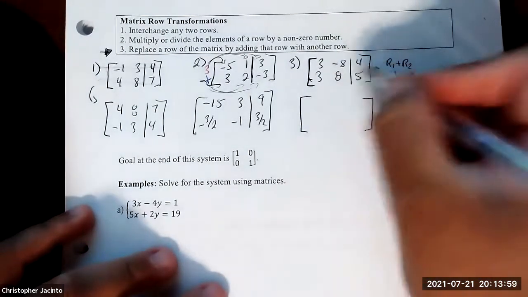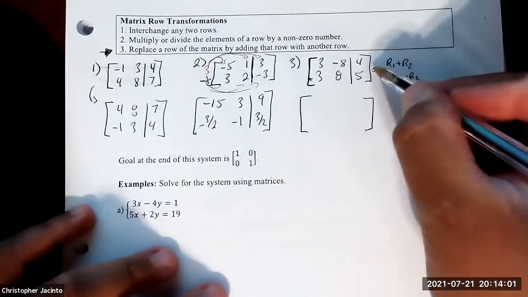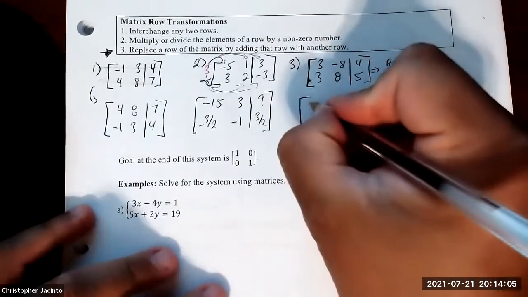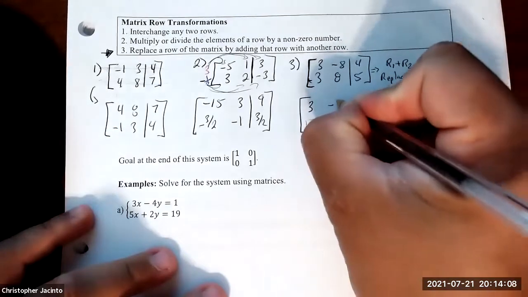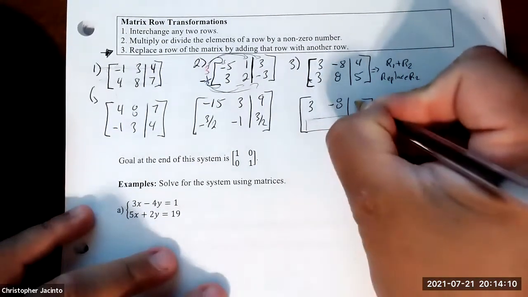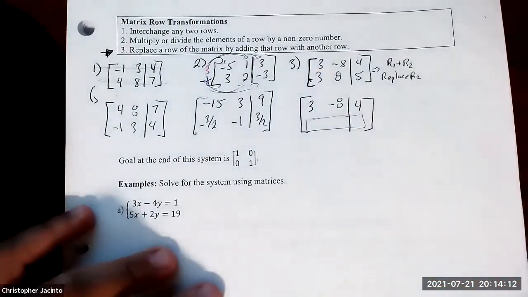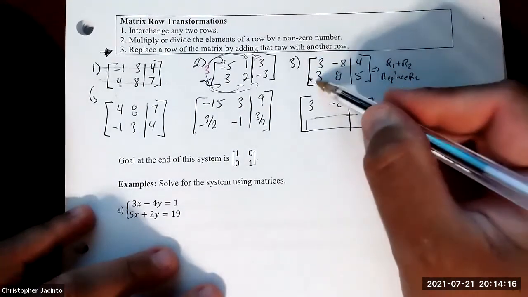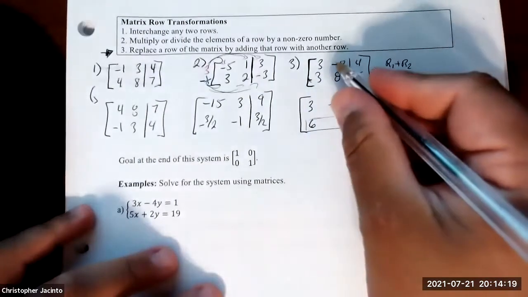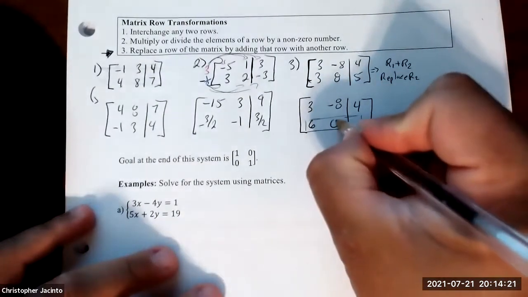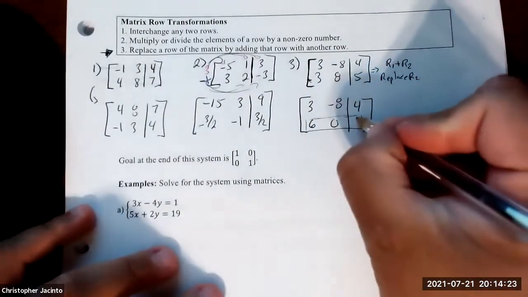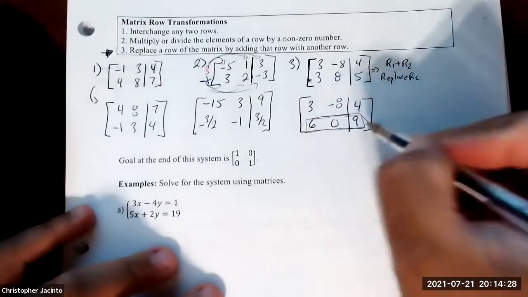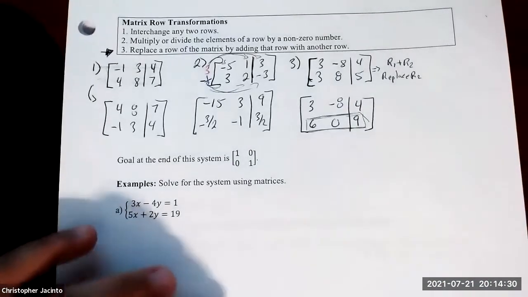So I'm going to be adding them. However, the result I get is only in row 2, meaning row 1 stays the same. So now if I add straight down, right? So 3 plus 3 is 6. Negative 8 plus 8 is 0. And then 4 plus 5 is 9. That's what I mean by when you add, you can subtract, you can replace a row completely with that result.